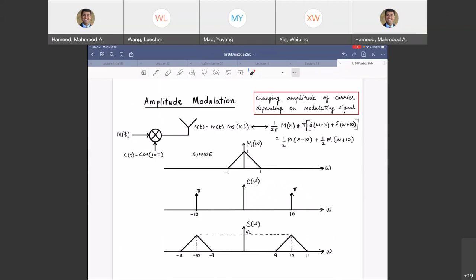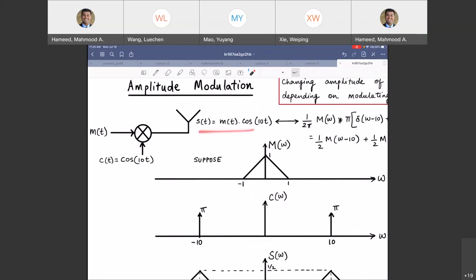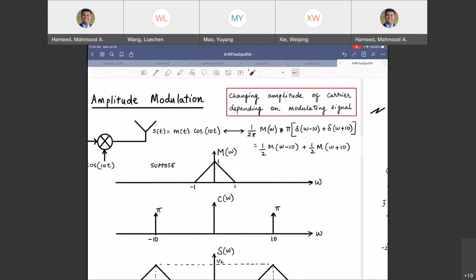So let's take a look at the transmission in frequency domain. We are doing amplitude modulation, which means that we are changing the amplitude of the carrier depending on the modulating signal. M of t getting multiplied by, in this case, cosine 10t, right? So it's a periodic signal with a radian frequency of 10 radians per second. You're multiplying them and then you're transmitting M of t multiplied by cosine 10t.